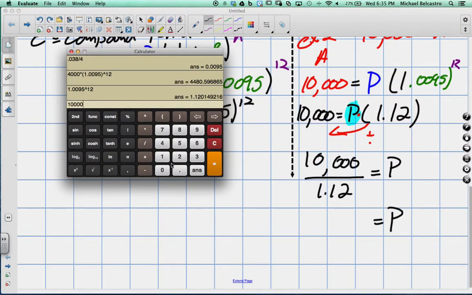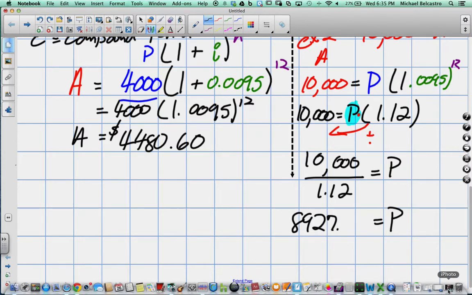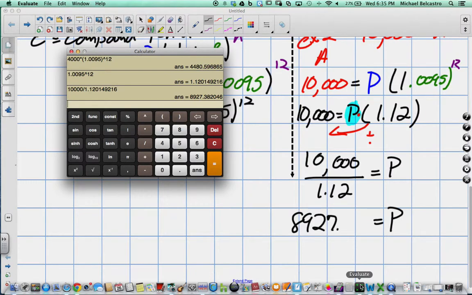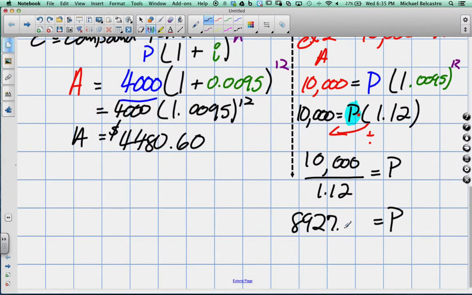10,000 divided by 1.12, I took the number right from there. It is equal to 8,927 and 38 cents. 8,927.38. Okay, 0.38.